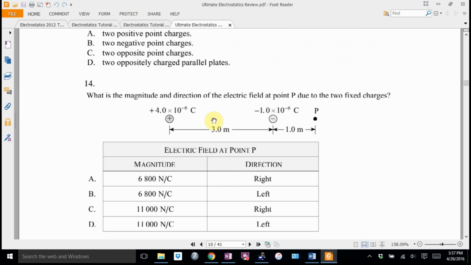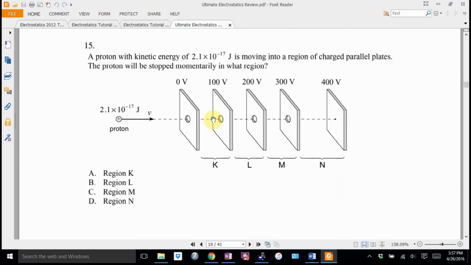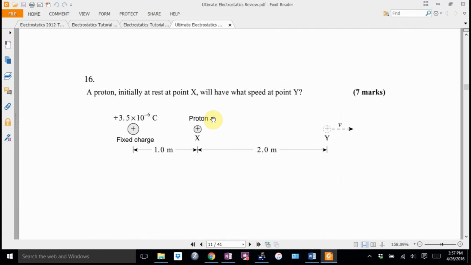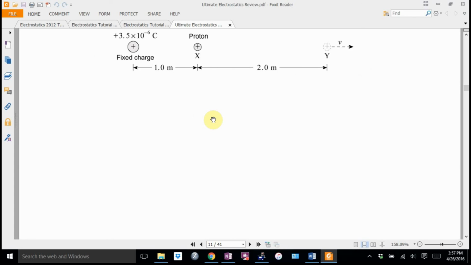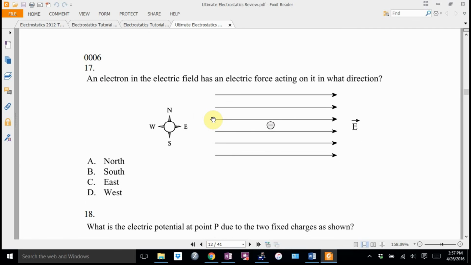In this case, to the right of two charges, but two charges. I like number 16. Faizan, what's number 16 asking me to find? Final speed. You know what? I would use conservation of energy. Can't use force times distance because the force is changing.